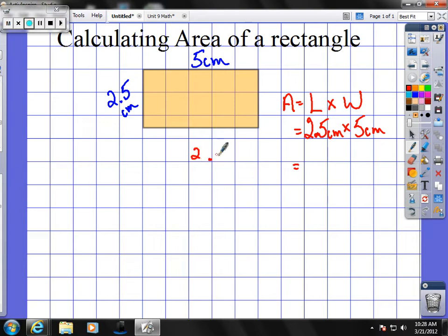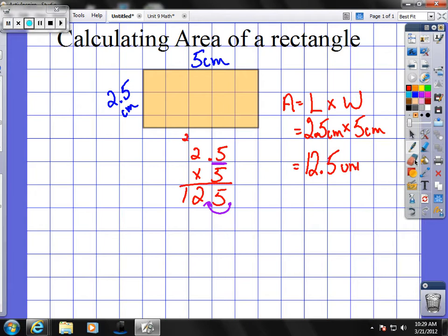It's just 2.5 times 5. 5 times 5 is 25. Carry my 2. 5 times 2 is 10, plus 2 is 12. And I have one decimal place in my product. One decimal place there. I take the decimal here and I move it one place over. So the answer is 2.5 times 5 is 12.5, or 12.5 units. Not units, centimeters squared.